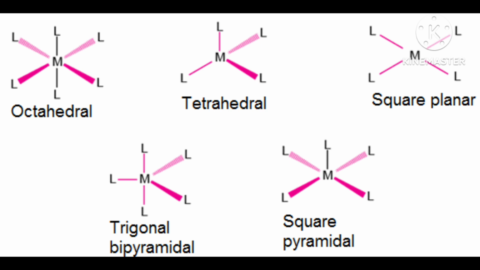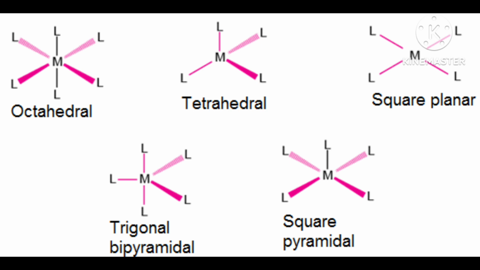The coordination sphere: [Fe(CN)6]4-. This is the coordination sphere. [Fe(CN)6]4- is called the coordination sphere, and the counter ion is the potassium ion.